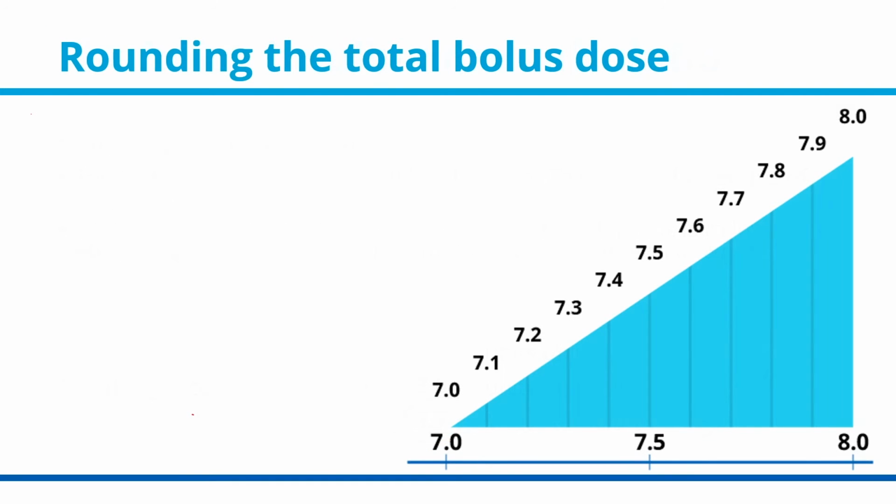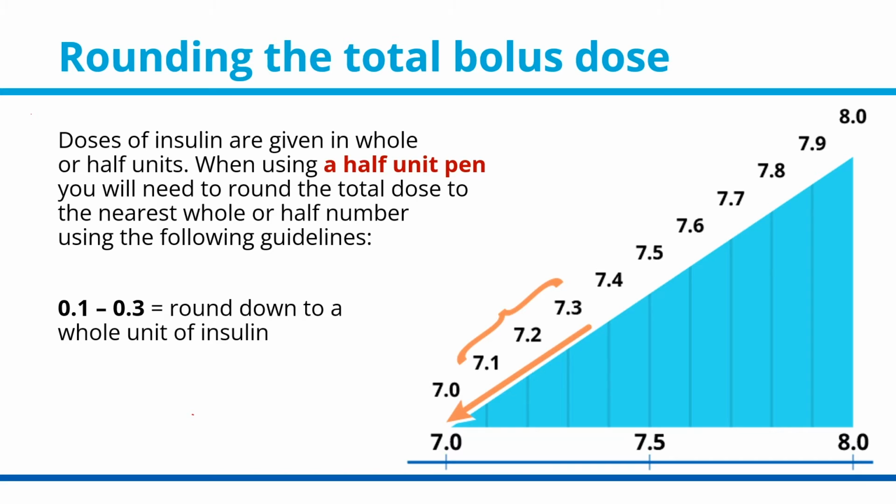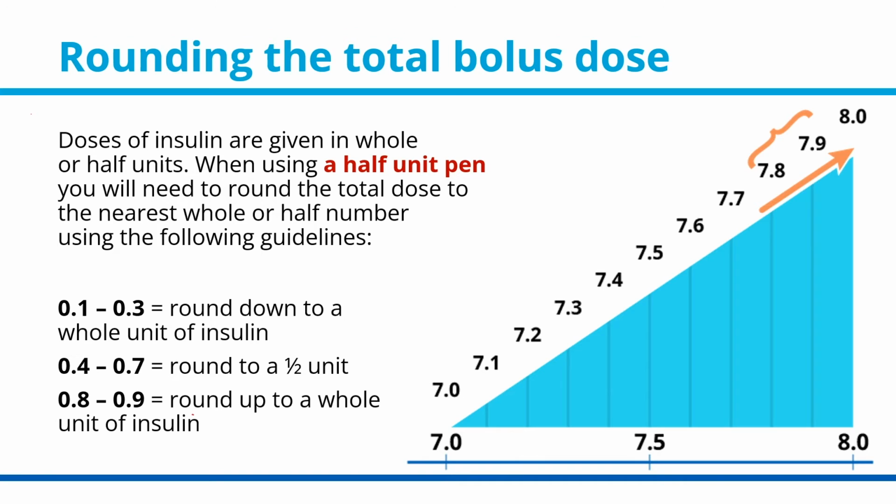Rounding the total bolus dose. Doses of insulin are given in whole or half units. When using a half-unit pen, you will need to round the total dose to the nearest whole or half number using the following guidelines: 0.1 to 0.3, round down to a whole unit of insulin. 0.4 to 0.7, round to a half unit. 0.8 to 0.9, round up to a whole unit of insulin.